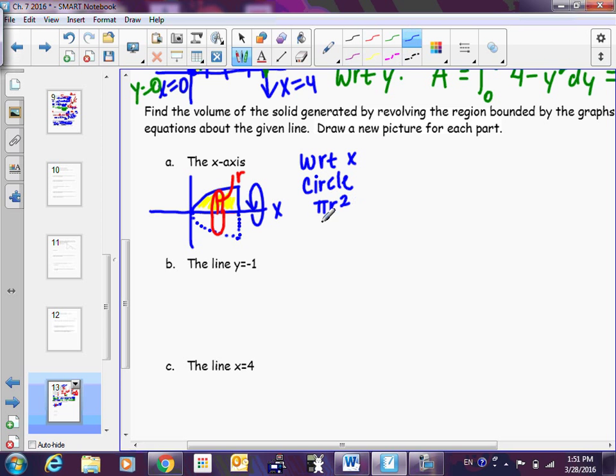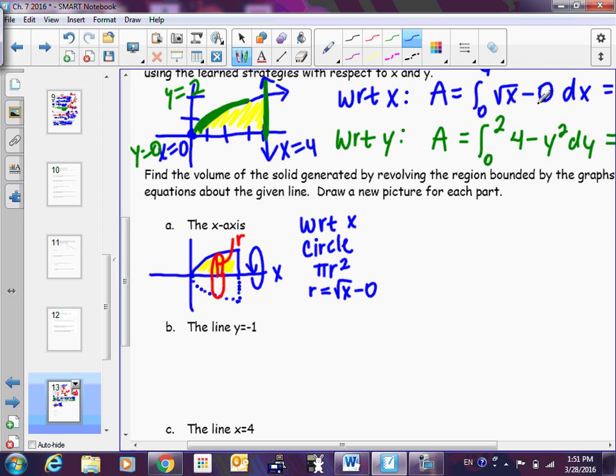Okay, so the radius would be something I'm already familiar with. With respect to x, it would be square root of x minus 0. We kind of look right back up here. Circle problems are going to be a little bit easier because the r in a circle problem is the same thing we dealt with when we did s. Washers are going to be more complicated, but circles are going to still be pretty basic.